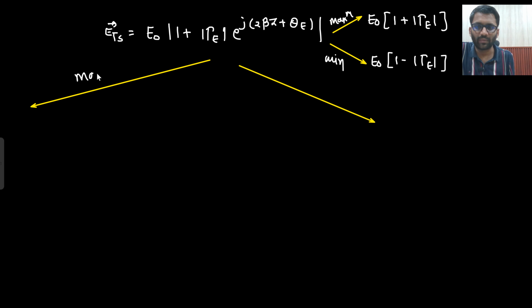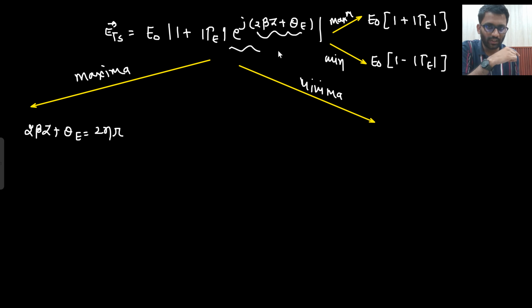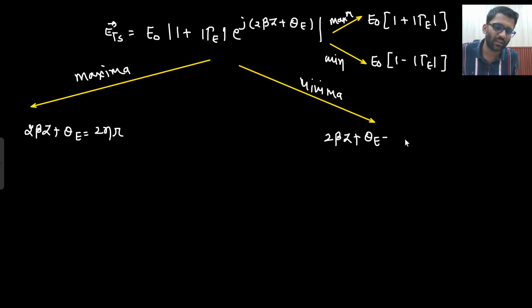Now if I need to calculate maxima and minima: for maxima, I need this to be equal to 2n pi. So 2 beta z plus theta e is equal to 2n pi. And for minima, I need this equal to (2n plus 1) pi. Why is that so? Because at (2n plus 1) pi, this will give me minus 1. This we have already seen; we have spent a lot of time on this. So from here we can solve it.